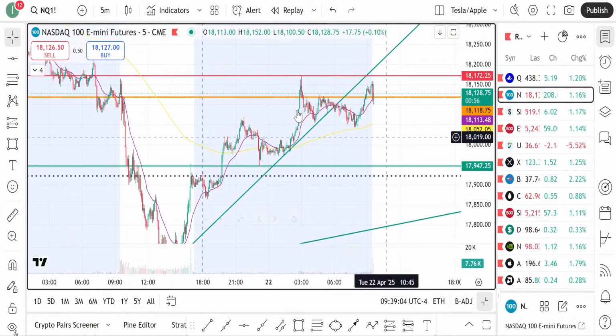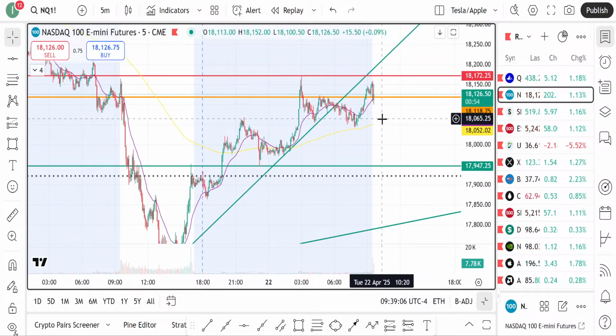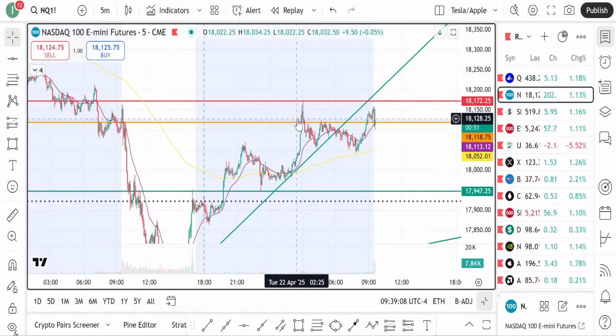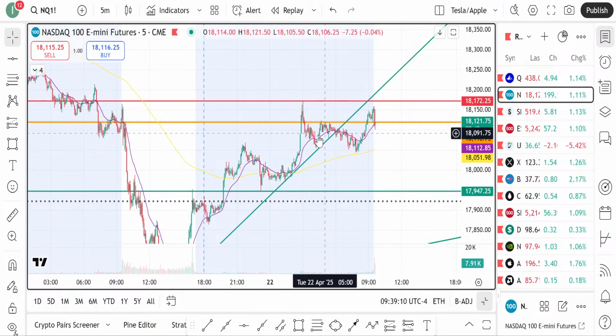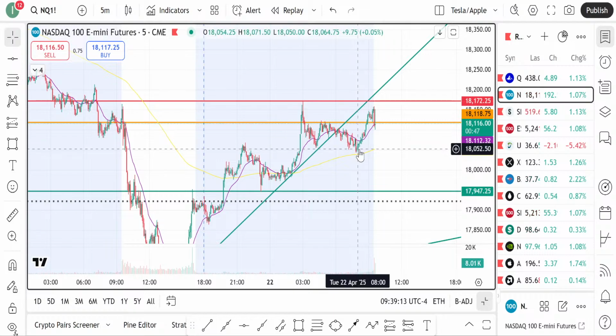Your chart doesn't need to be perfect for you to make money, but you do have to have a clear direction of where price is attempting to go.